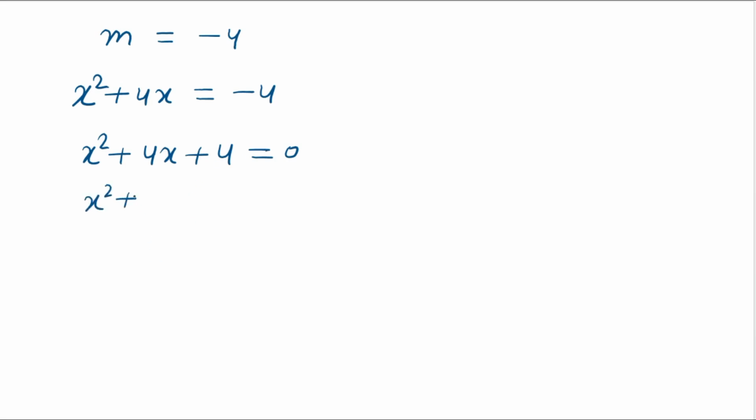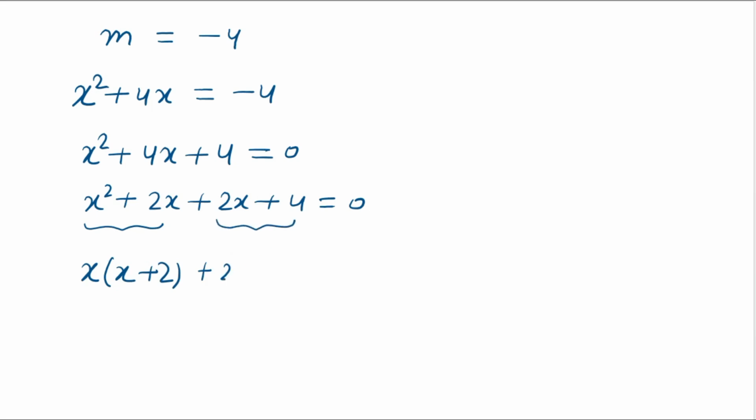x square plus 4x is x square plus 2x plus 2x plus 4, and this is equals to 0. Look carefully at the first two terms. If we take common x, then x square divided by x is x, and 2x divided by x is 2, then x plus 2. Look carefully at the last two terms. If we take common 2, then 2x divided by 2 is x, and 4 divided by 2 is 2, then x plus 2, and this is equals to 0.